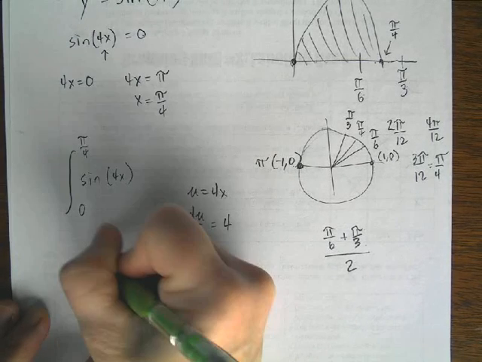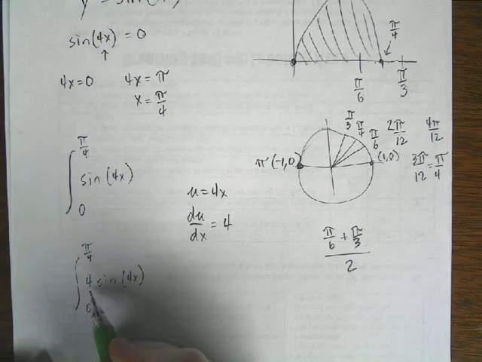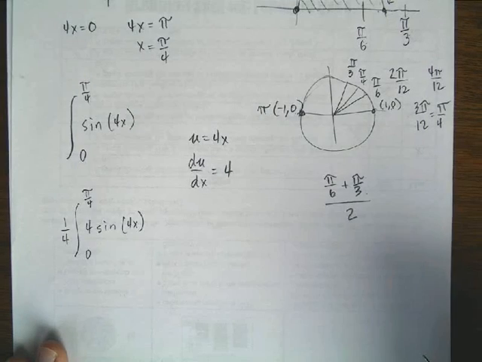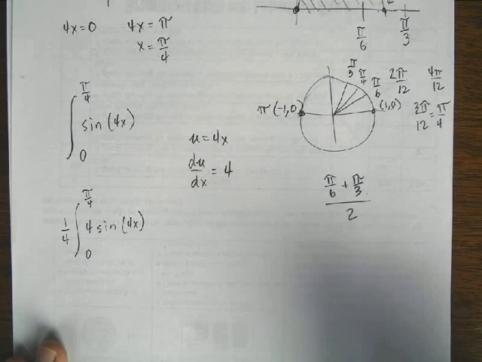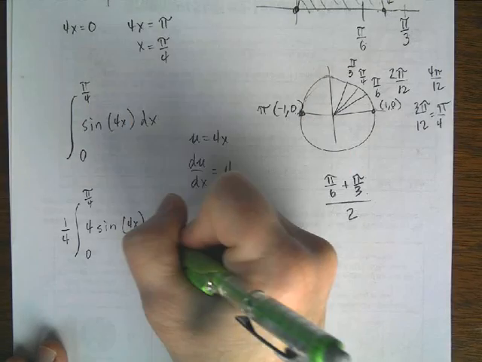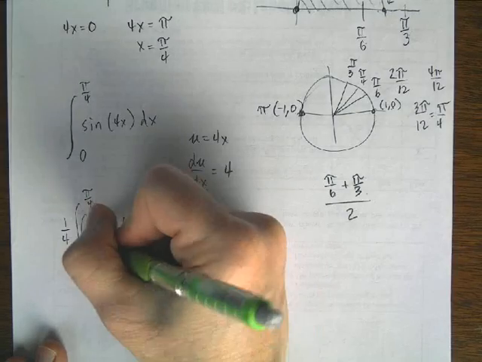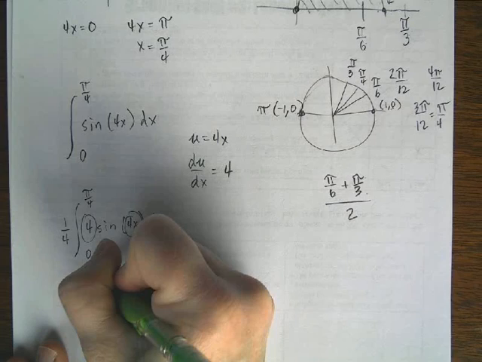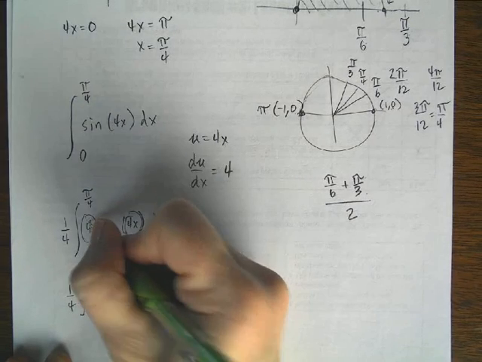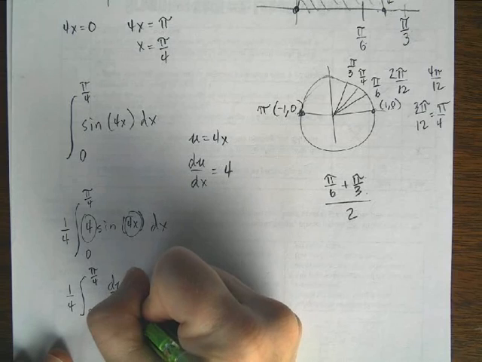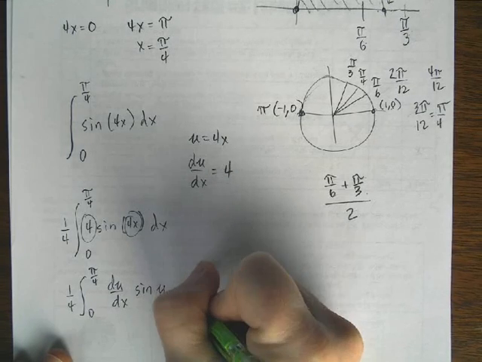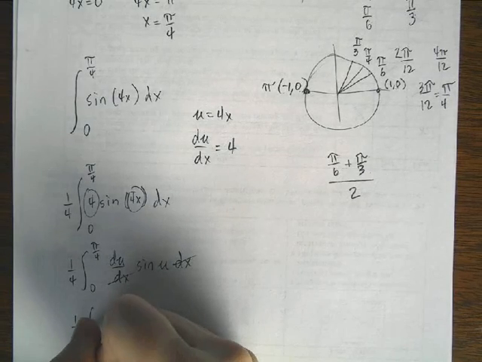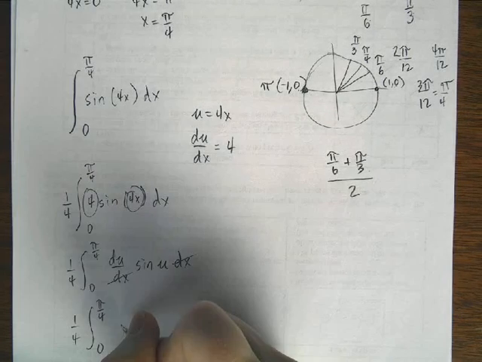So from 0 to pi over 4. But if I put that in, I got to counterbalance it. I can't just times by 4 and have everything be right with the world. I got to also multiply by 1/4, because 1/4 times 4 is just 1. I am allowed to multiply by 1. Oops, I forgot to put my dx. Now I have my du/dx here, and my u is going to go here. So I now have 1/4 from 0 to pi over 4 of 4, which is my du/dx, times the sine of u dx. Now I can reduce my dx's, and I'm left with 1/4, 0 to pi over 4 of sine u du.